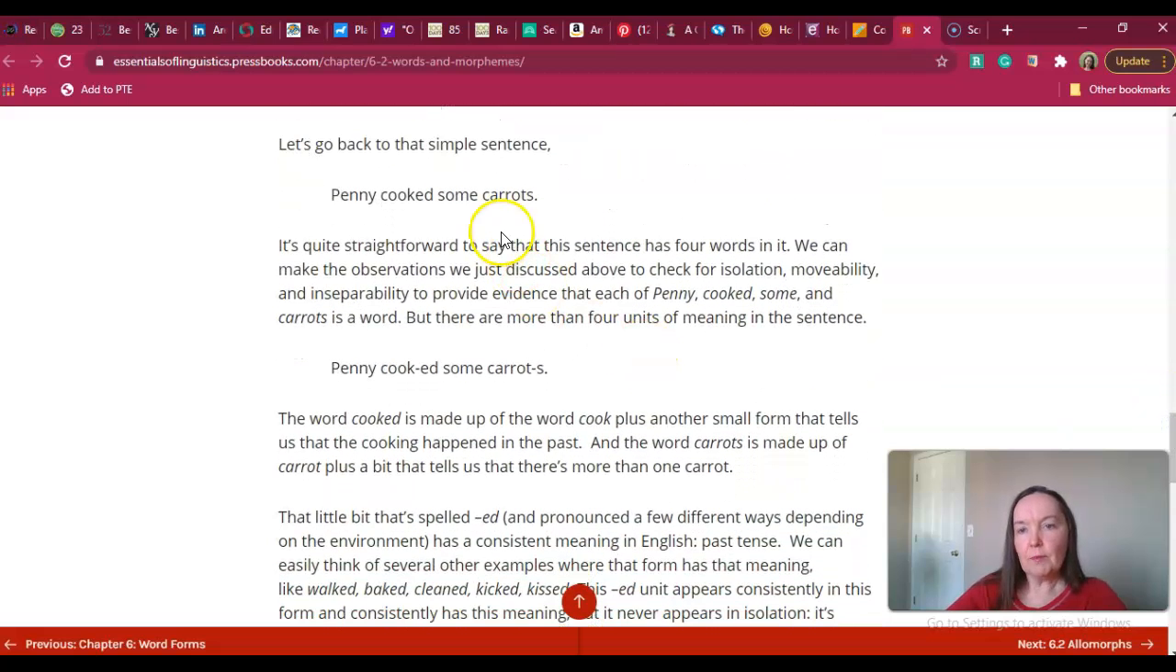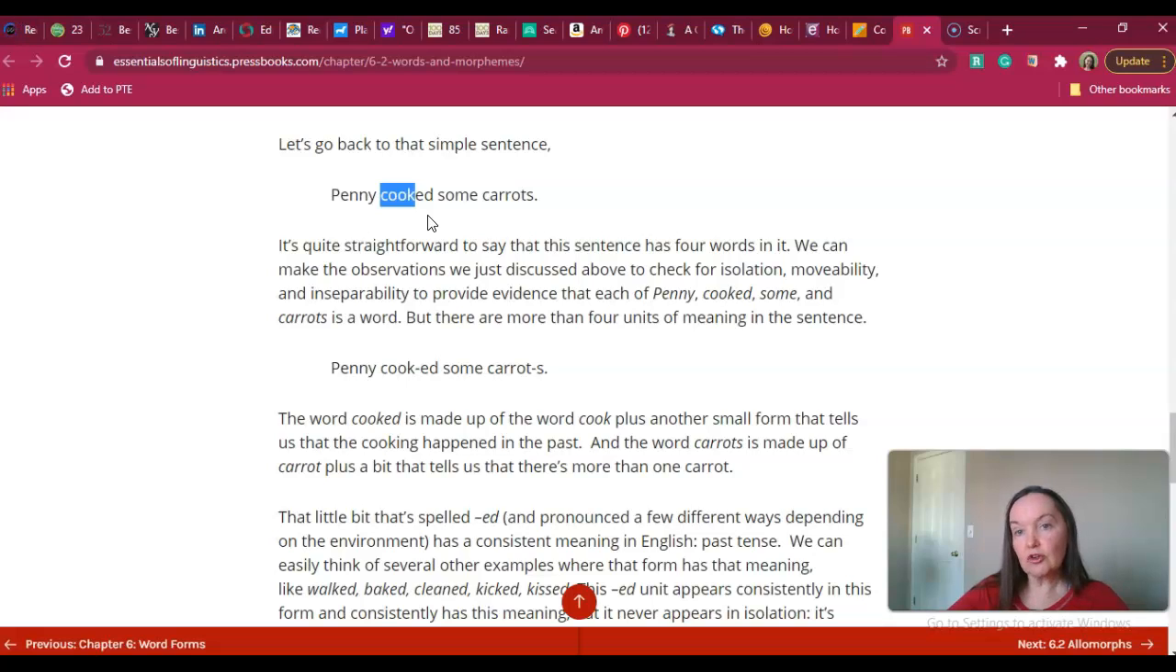So let's take a look at the next sentence and break down what we mean by a bound morpheme. Penny, we can't divide that word up any farther, right? It's a name. We just can't do anything with it. It's a free morpheme. It can exist in isolation. It has meaning on its own. We know it's talking about a person. Cooked, this one's a little different though. We have the word cook, which is a verb, of course, but notice that there's something else attached to the end of this word. Cook is a verb, and if we look at it in isolation, we know it's an action of some kind. But this ed ending gives it some additional meaning, right?